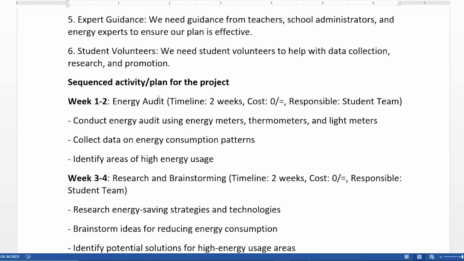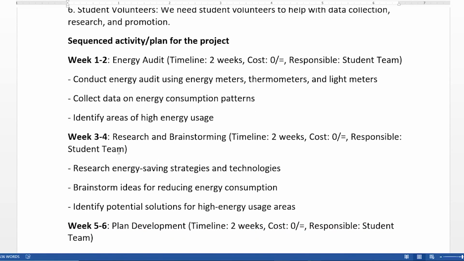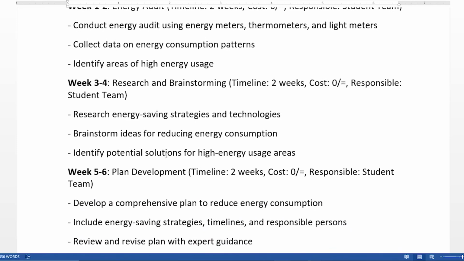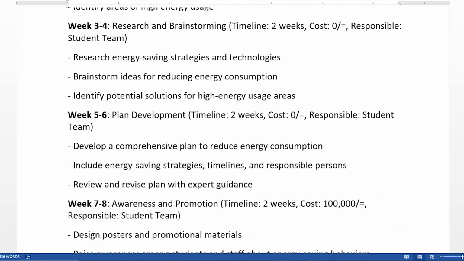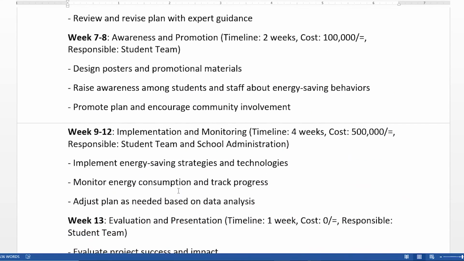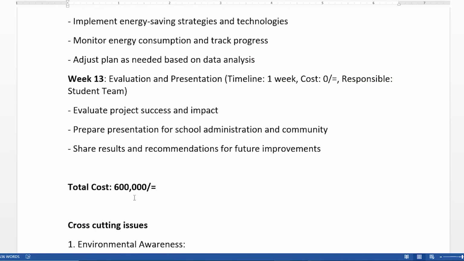Like week 1 to 2, energy audit, that is 2 weeks. The cost, there is no cost. Responsible person is the student himself or the team. They will conduct the energy audit using the energy meters and so on, and these are the activities. Week 3 to 4, research and brainstorming, and then this is what they'll be doing. And then week 4, you see the period, the activity, and then the cost and person responsible, and that is it. That one goes like that, and the total cost.